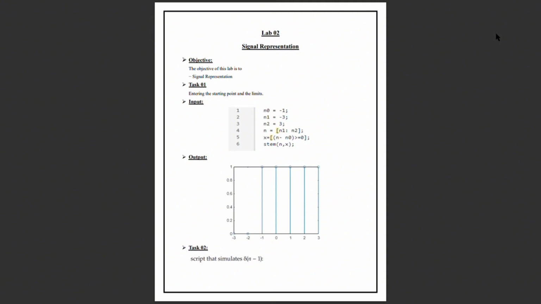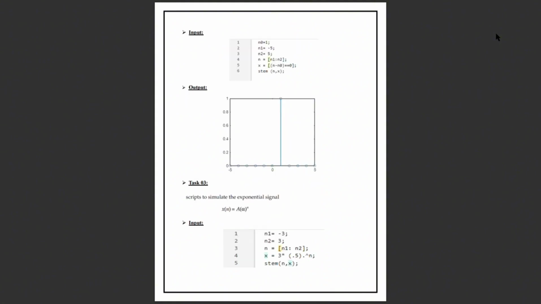In task 2, we simulate the summation, in which we have the index n0 = 1, the same as above in task 1, n1 = -5 and n2 = 5, in which we also generate the index n from n1 to n2 and create the step signal x, and then we plot the graph. Here is the output of this task 2.